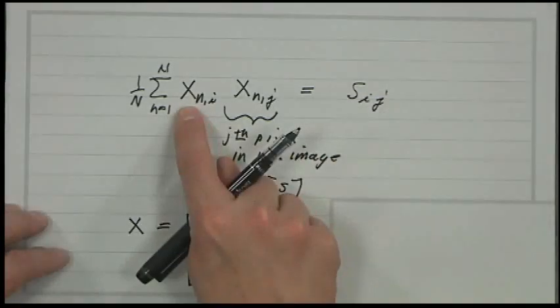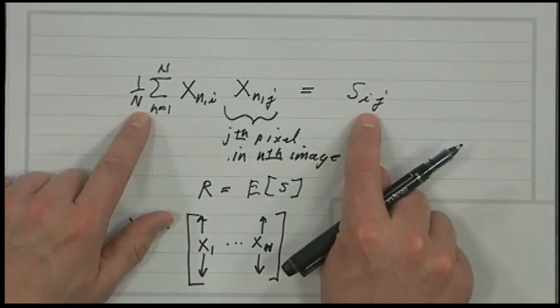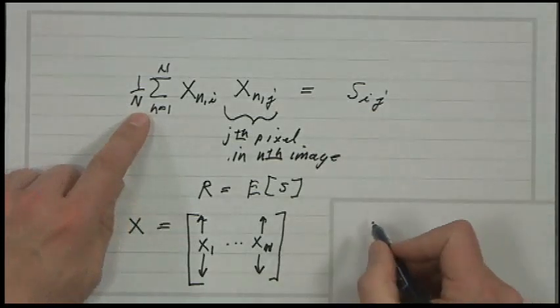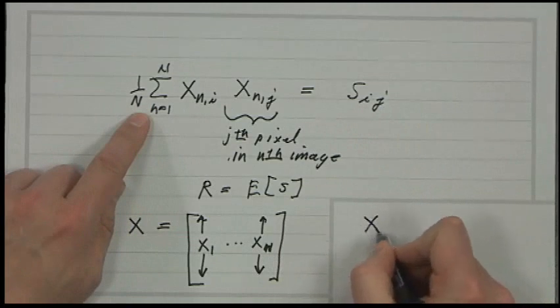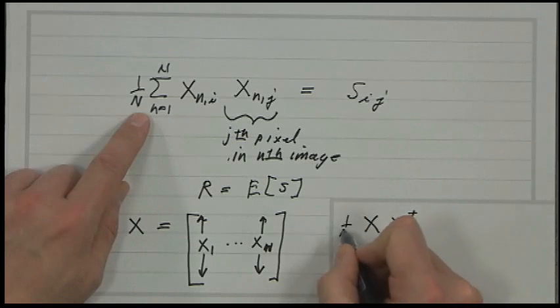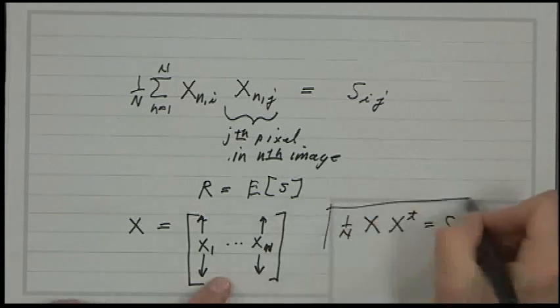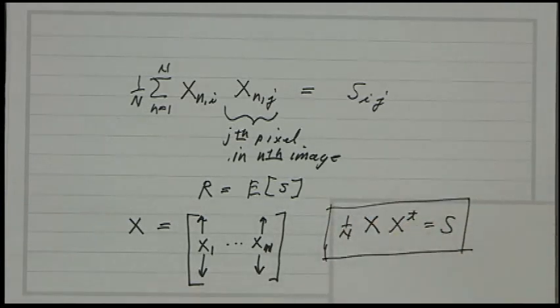This equation is correct. But there's an easier way of writing this down, and the easier way is this. I take this matrix X, I multiply by X transpose, and I divide by n, and that's equal to S. That is perhaps not very obvious, and I'm not going to try to convince you it's true right now, but I'll let you go off and just play around with it and convince yourself it's true. It is true. There's lots of different ways to think about it.